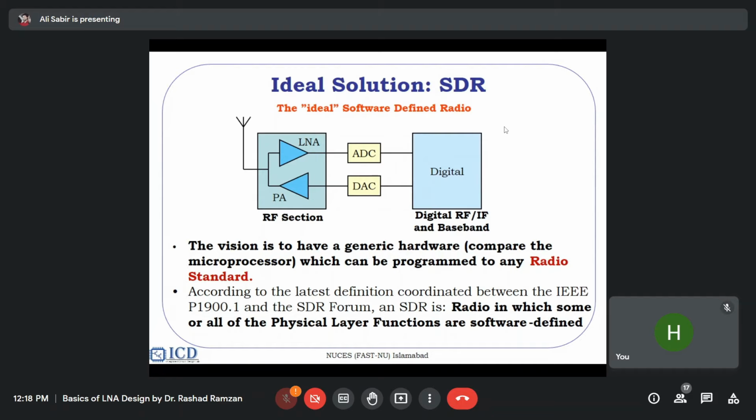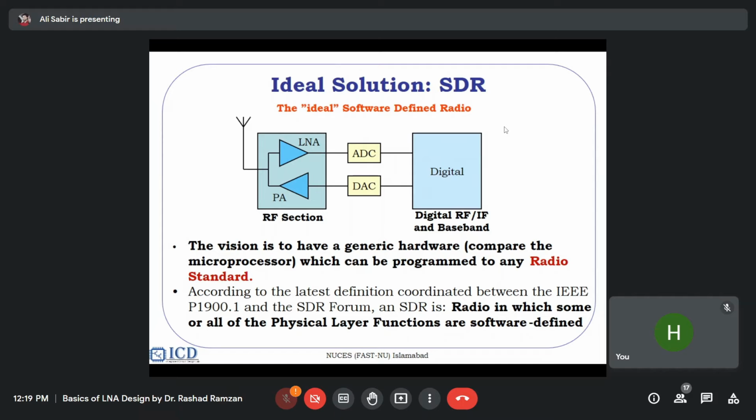Why not use one LNA and one power amplifier and make it wideband so that it covers all the standards? If we could do that, that concept is called software defined radio. And what advantage will software defined radio have? Of course, the cost will be tremendously reduced, the space on the PCB will reduce, and the power consumption will be reduced.